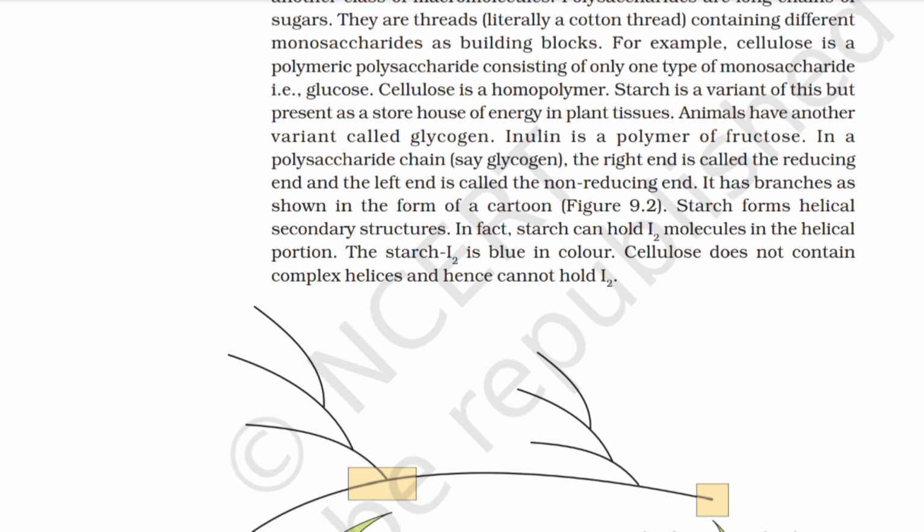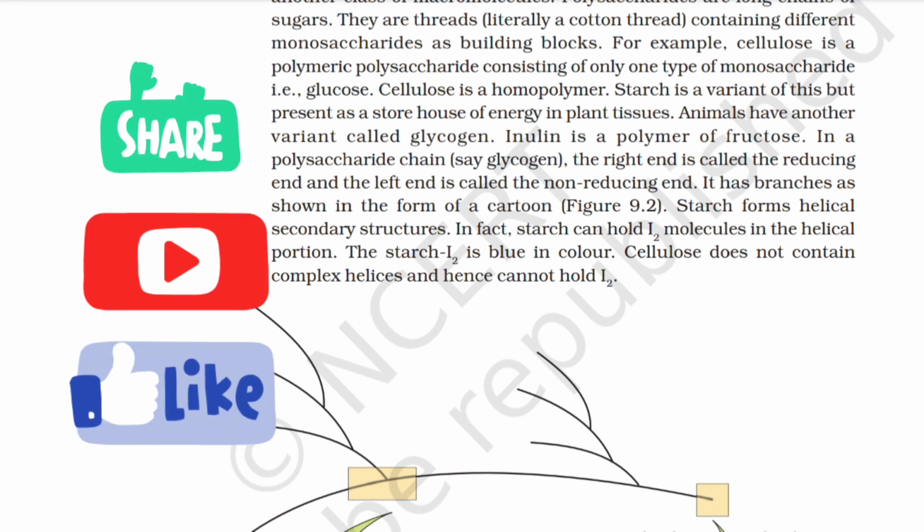Starch forms helical secondary structures. In fact, starch can hold I2 molecules in the helical portion. The starch-I2 complex is blue in color. Cellulose does not contain complex helices and hence cannot hold I2.